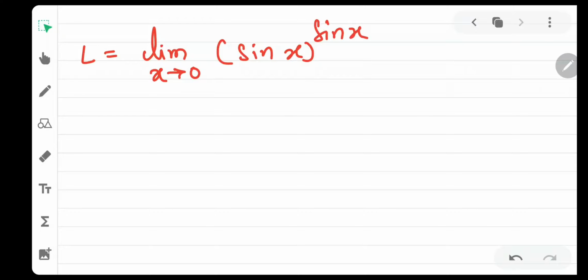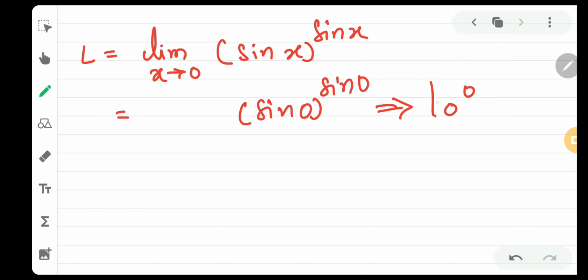We are going to solve a very interesting question from the Limits chapter. So let's begin. The question is: limit x tends to 0 of (sin x) the whole raised to sin x. Now if you check this out, sin of 0 raised to sin of 0 would be nothing but 0 raised to 0.